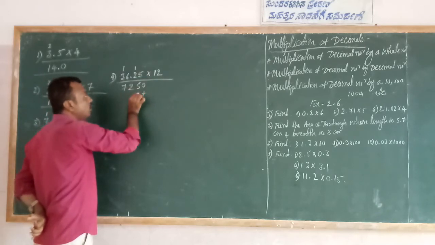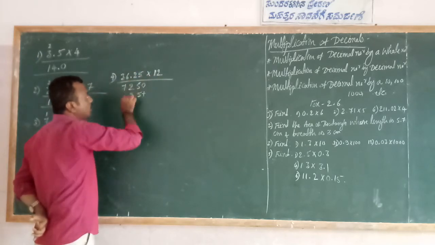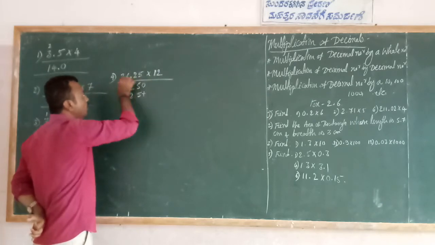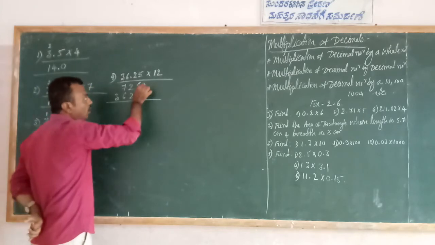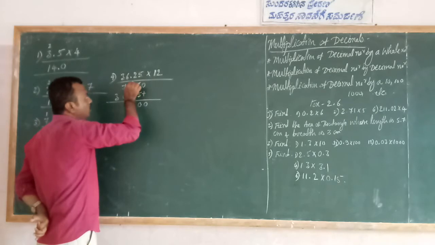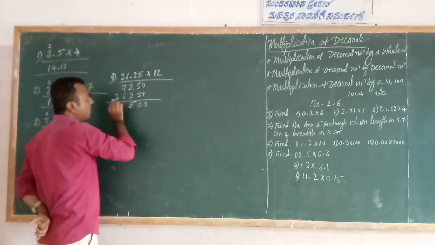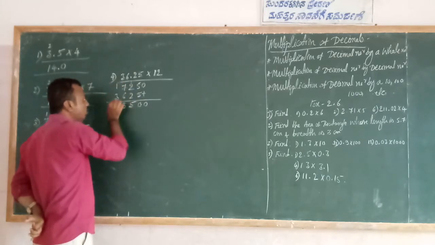1 5s are 5. 1 2s are 2. You should repeat the carry. 1 2s are 2. 1 6s are 6. And 1 3s are 3. Now we should add it. So how much becomes? 0. 5 plus 5, 10. So carry 1. So 2 plus 2 plus 4 is 4, plus 1, 5. No carry. 6 plus 7, 13. 3, 1 carry. 3 plus 1, 4.